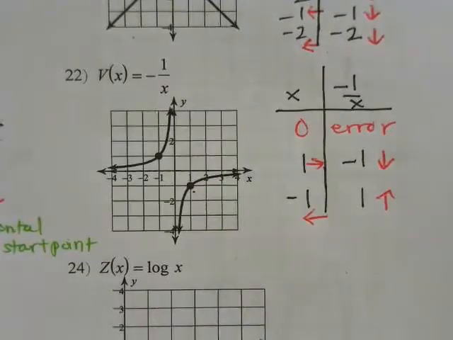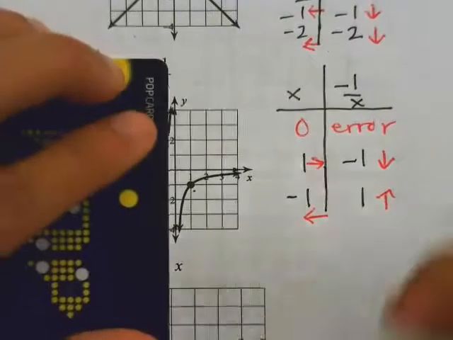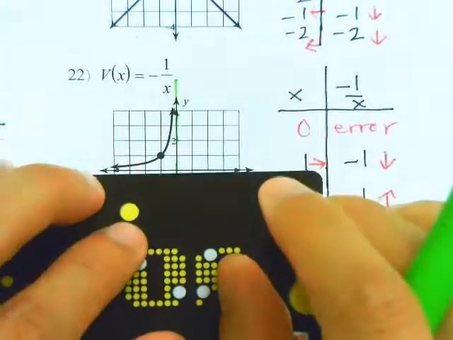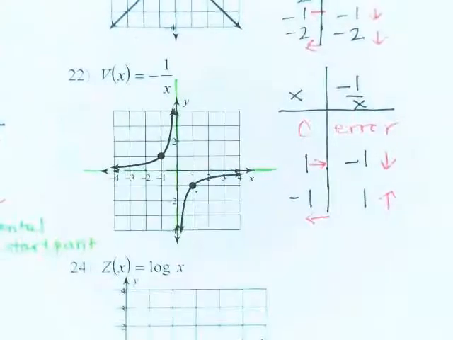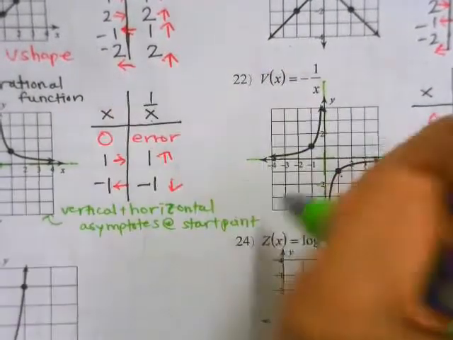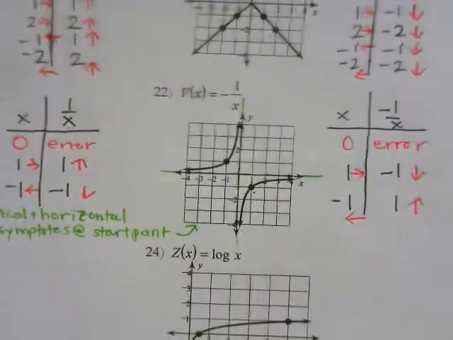Okay. And we're still doing vertical and horizontal asymptotes for 21 and 22. So it gives the shape for the rational functions and where to go. Okay, so vertical and horizontal asymptotes for both 21 and 22. Let's go do an example, definitely.